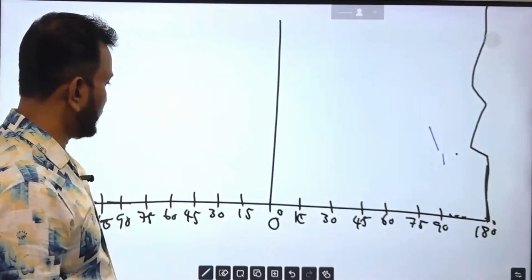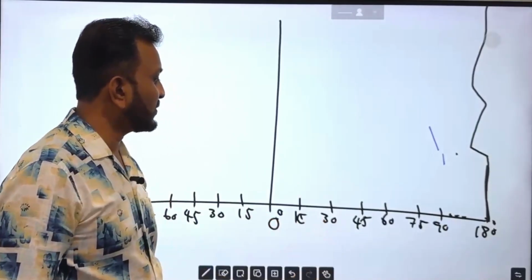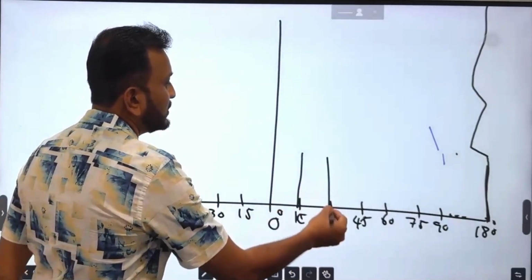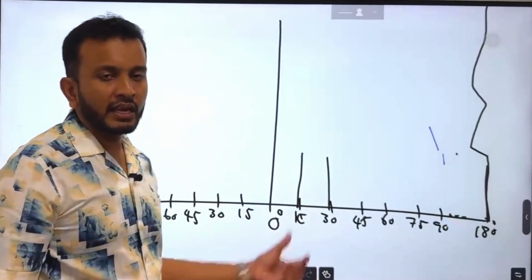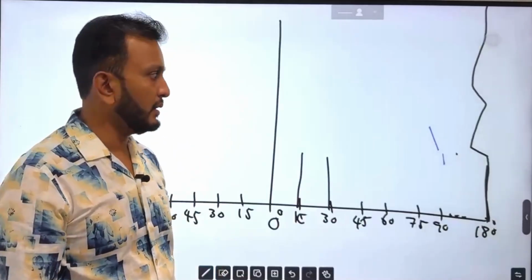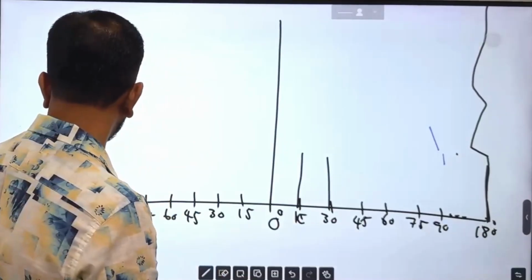Okay. These are the 15, 30, 45. These zones are called time zones. Okay, right. Let's go to the paper again.